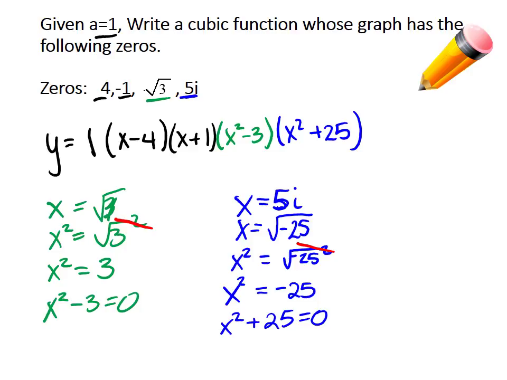So now we can see we've taken care of all of the zeros that were provided and wrote them in factored form, and our a value was 1. Again, take some time with these examples on what to do with those square roots and those imaginaries.